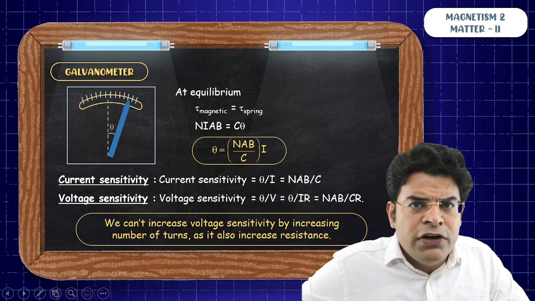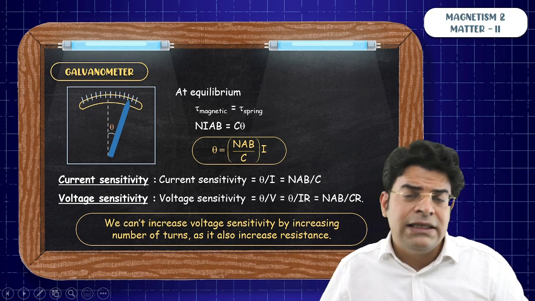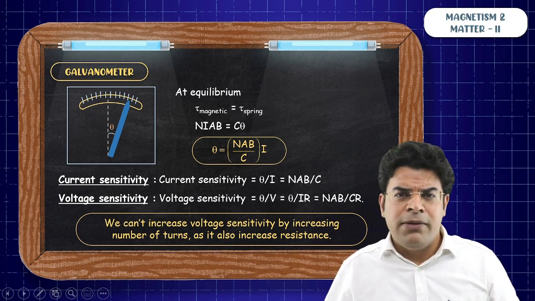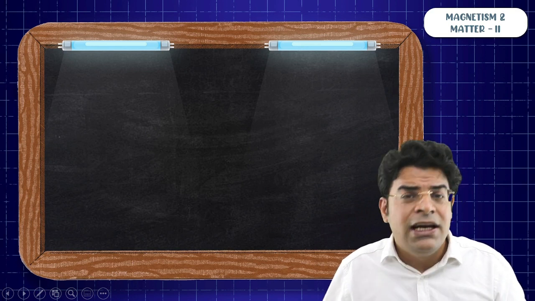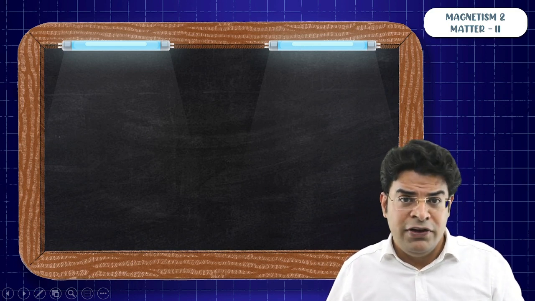So now we will talk about the magnetic properties of substance: ferromagnetic, diamagnetic, paramagnetic. But before we do it, we need to understand how do we magnetize a substance and what are the terminologies related with it.